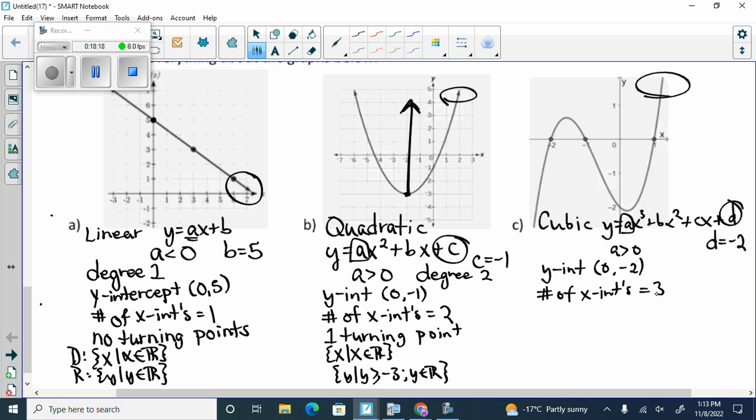How many turning points does this one have? If it has 2 turning points, we know it's cubic. But what can cubic also have? It can have a point of inflection, which means where it just curves. There's no max or min, which means no turning points.